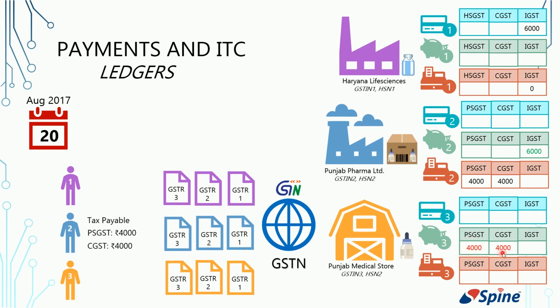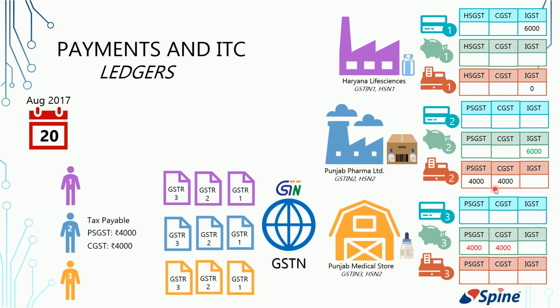Punjab Pharma has 6,000 in its credit ledger of IGST. As per the rules of GST, the credit of IGST has to be first used for the payment of IGST, then CGST and finally SGST. Since Punjab Pharma does not have any liability of IGST, it can use this 6,000 rupees to pay off its liability of 4,000 rupees of CGST.